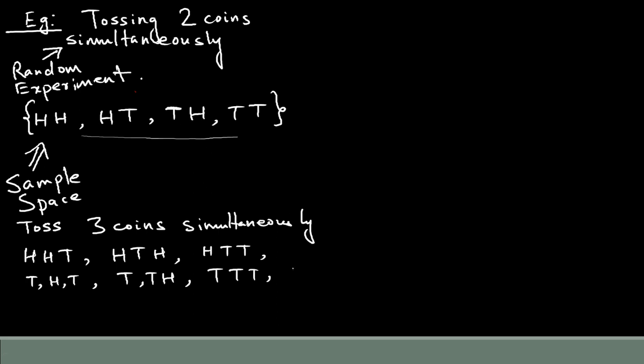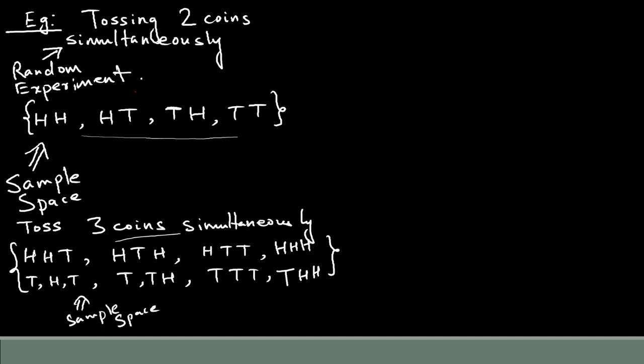Another can be tail, head, head. Right? And here we can also get a head, head, head. So basically, you see, these are the number of outcomes you will get when you toss three coins simultaneously. Right? This will be the sample space. Just giving you this example.